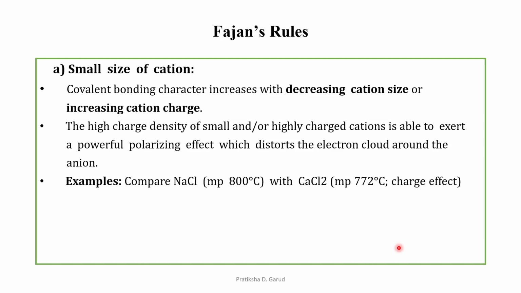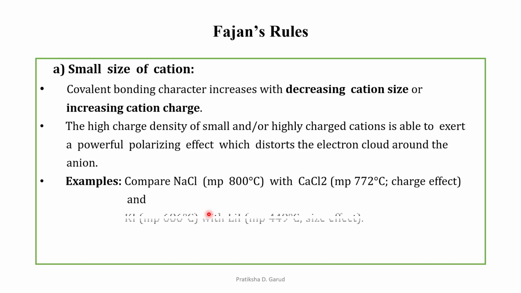The first example: let us compare NaCl, which has a melting point of 800 degrees centigrade, with calcium chloride, CaCl2, which has a melting point of 772 degrees centigrade. Here in these two compounds we consider the charge effect. What is the charge effect? That means as the charge on the cation increases, the covalent bond character also increases.